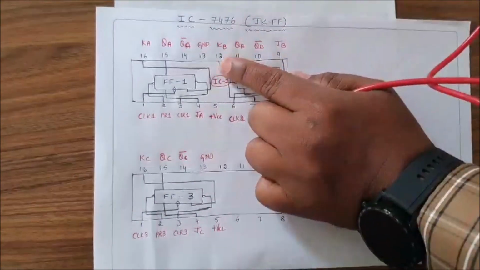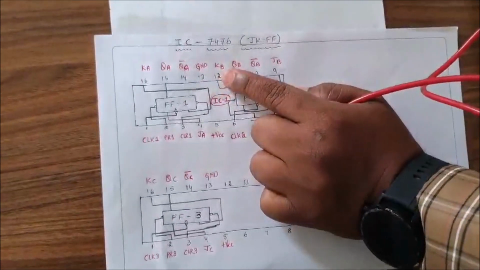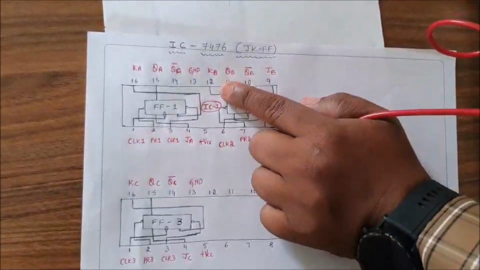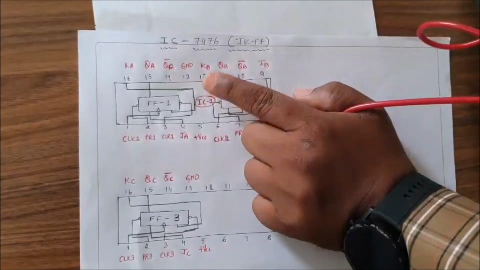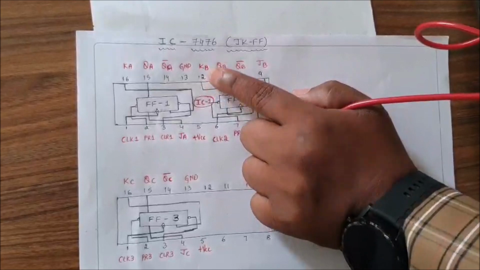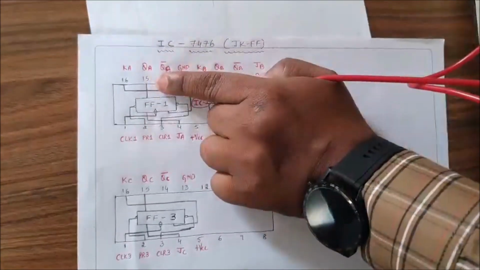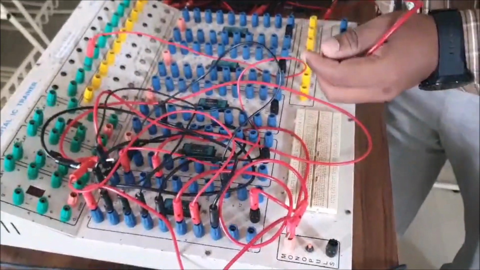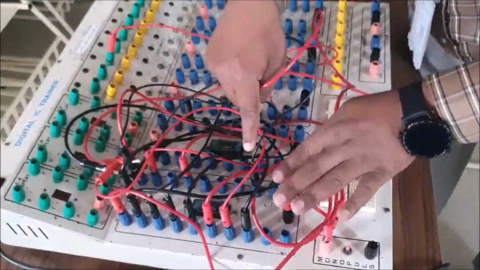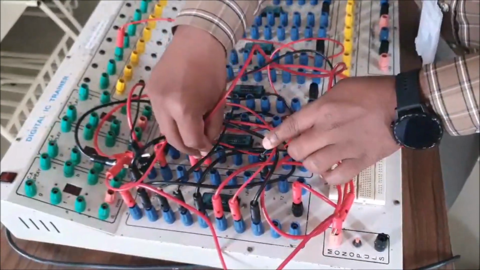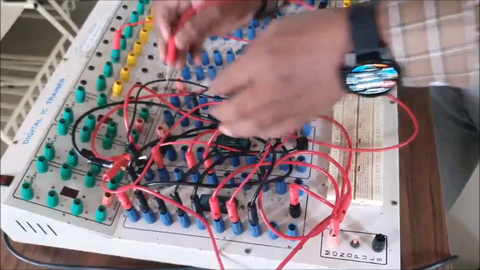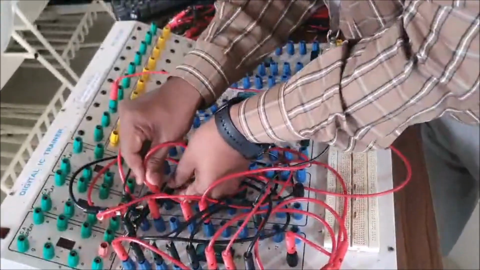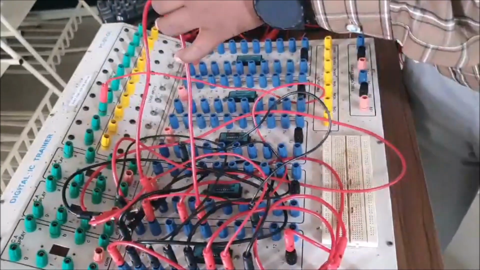Next we have KB. KB is from the 12th pin, and from the K-map simplification we got KB is equal to QA. Now I will take one patch cord. One end of the patch cord is connected to the 12th pin, another end is connected to QA. QA is nothing but the 15th pin of the same IC. So one end is connected to the 12th pin: this is 8, this is 9, 10, 11 and 12. Another end is connected to QA, the 15th pin, like this.